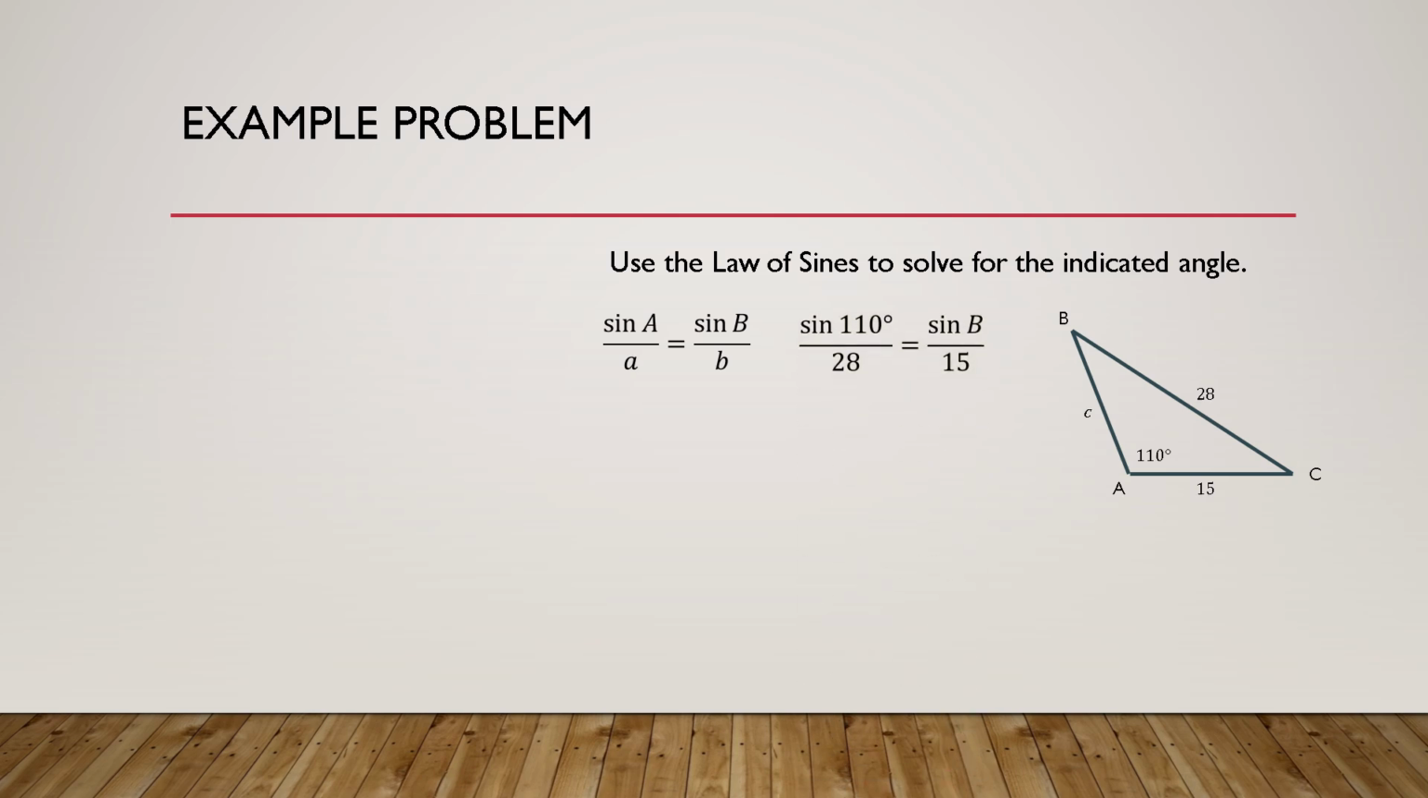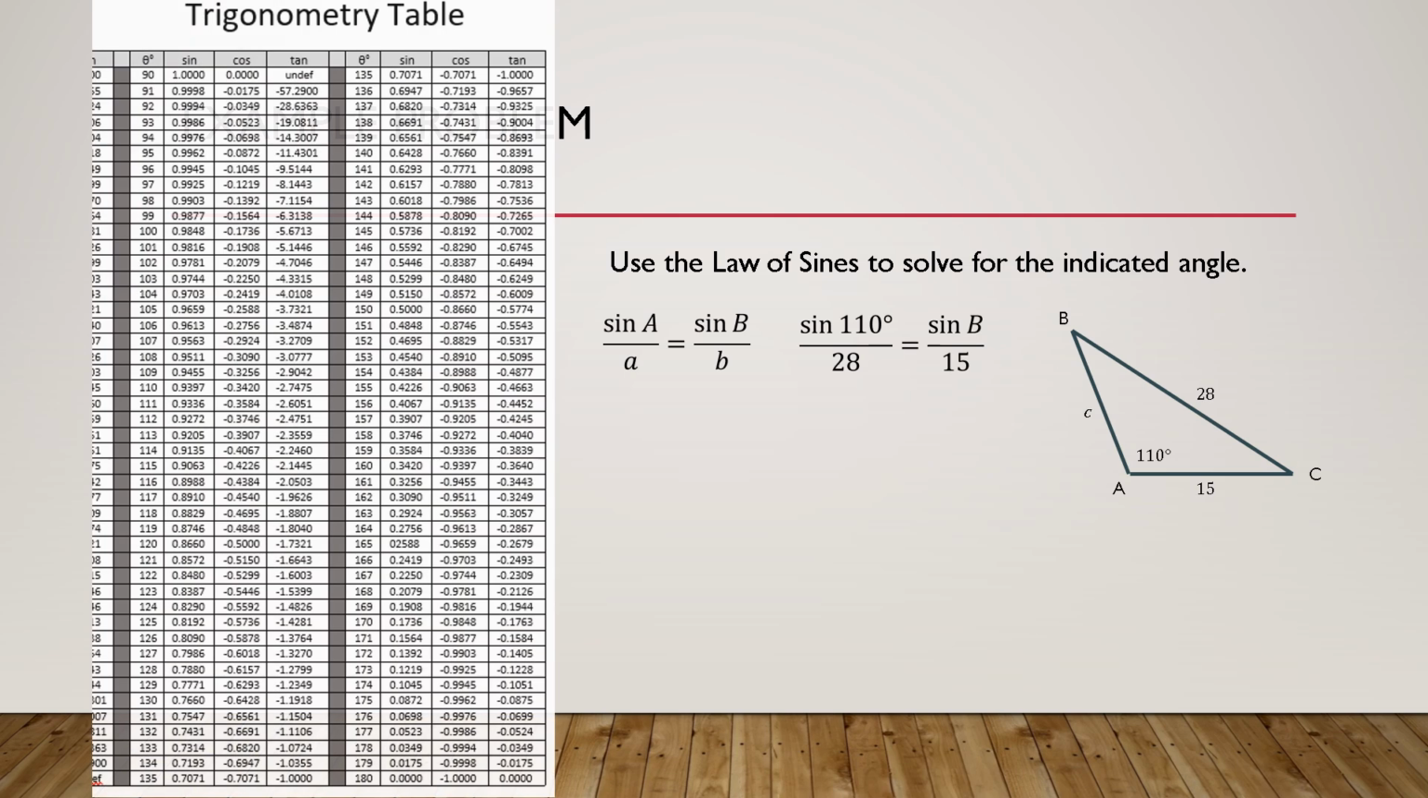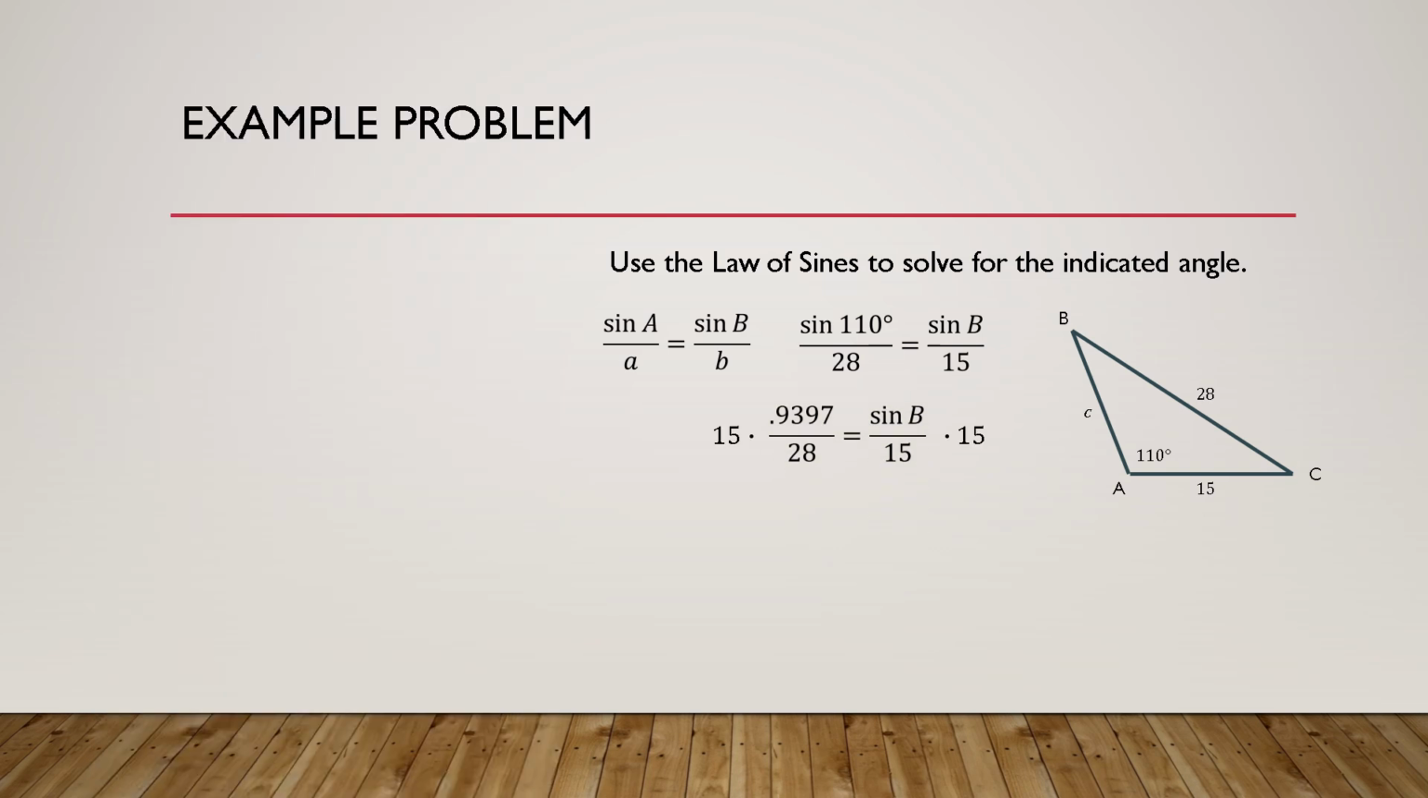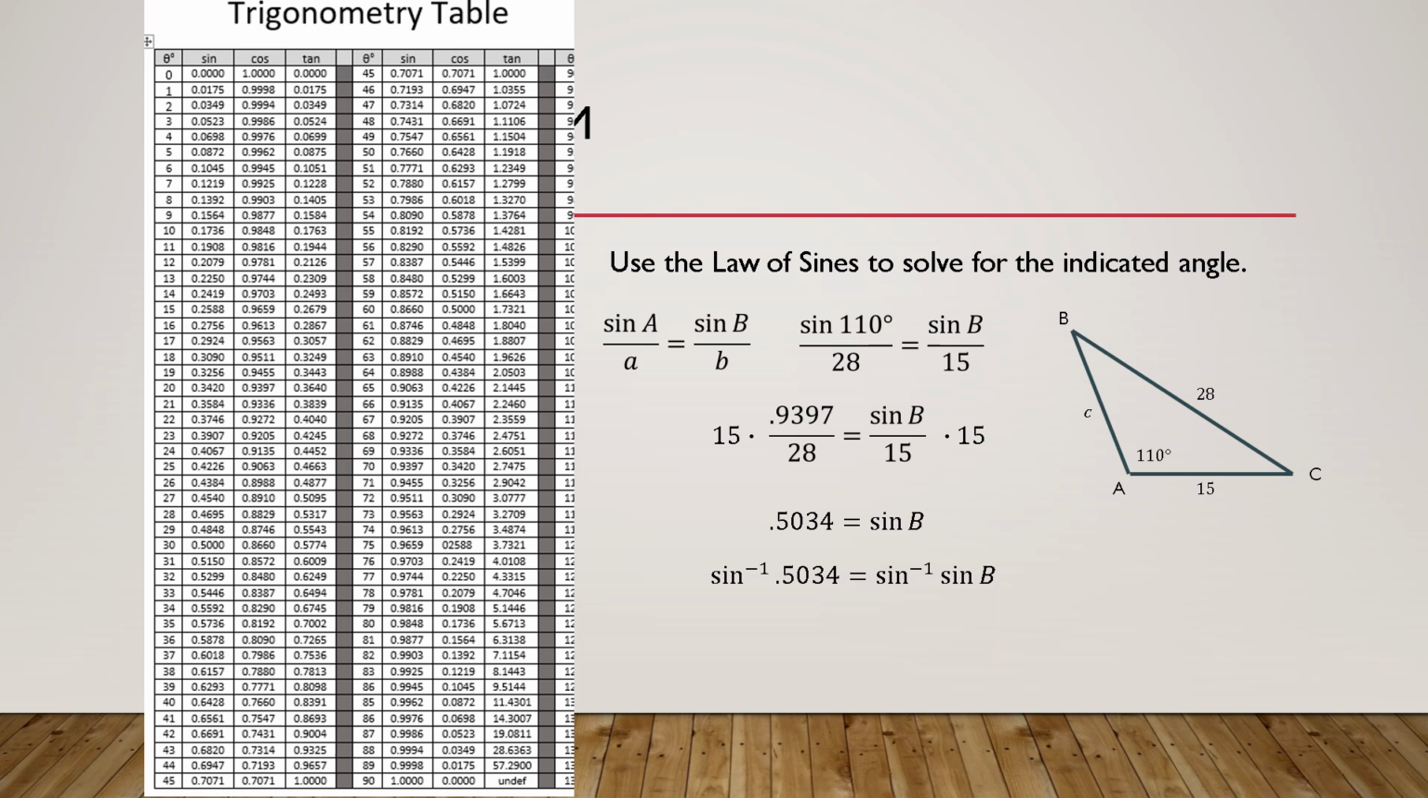Applying the known values, sine 110 degrees over 28 is equal to sine B over 15. Referencing our trigonometry table, we see that sine 110 degrees is 0.9397. So we replace it in the equation. Multiply both sides by 15, giving us sine B is equal to 0.5034. We can now apply the arc sine to both sides and look again at our chart. Here we pick the closest value on the interval from 0 to 90 degrees. So angle B is approximately equal to 30 degrees.